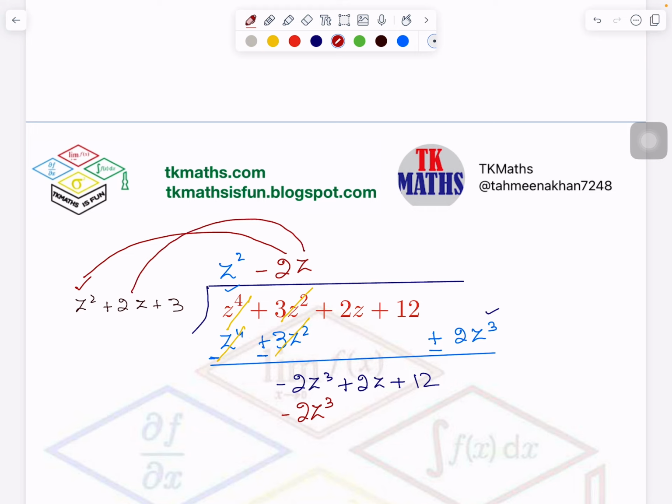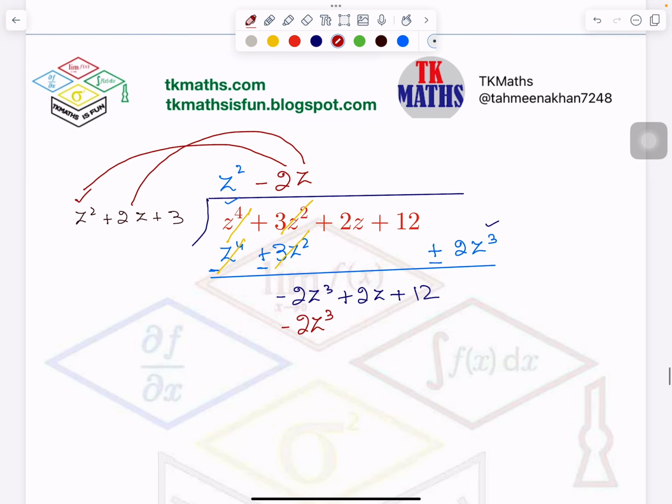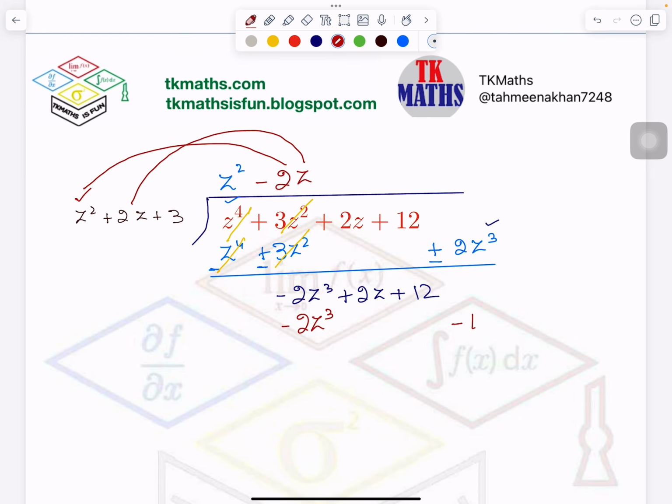Then 2z multiplied by minus 2z will be minus 4z square. The z square term is not here, so what will I do? I will write it in the last, because we write like terms underneath. Then 3 multiplied by minus 2z is minus 6z.